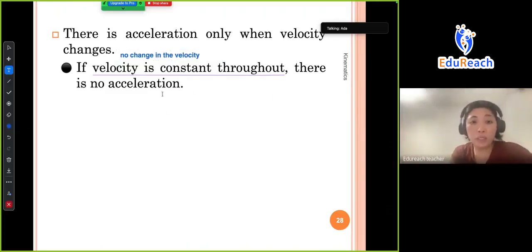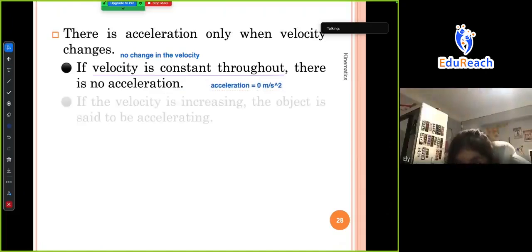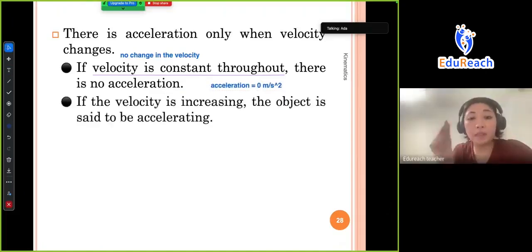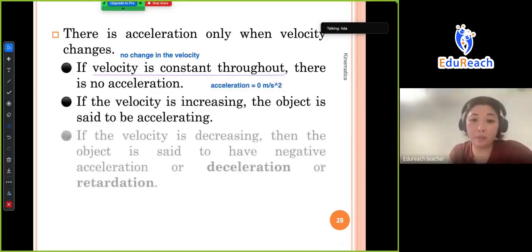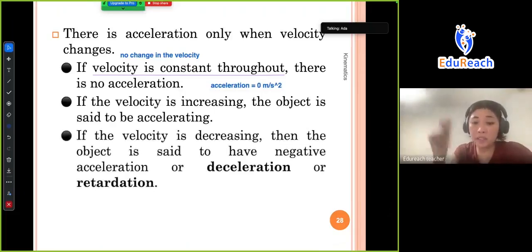Very good. So when they say that the acceleration is equals to 0 meters per second squared, it can mean that it is moving, it's just that the velocity is not changing. You understand? Yeah. Okay. If the velocity is increasing, the object is said to be accelerating. If the velocity is decreasing, then it would have negative acceleration. Or we can use these two words, deceleration or retardation. Okay, it's slowing down.